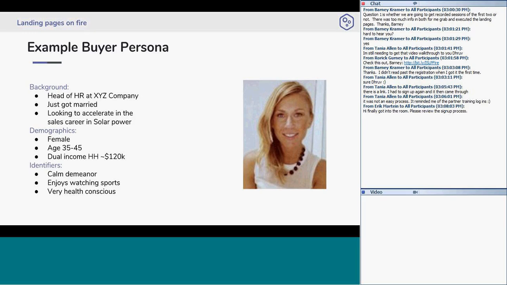So with creating a buyer persona, what you're essentially doing is identifying exactly who your target customer is and then speaking the language that they understand back to them, right? So this is one example buyer persona that I just created out of thin air.